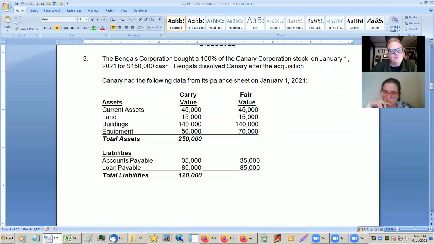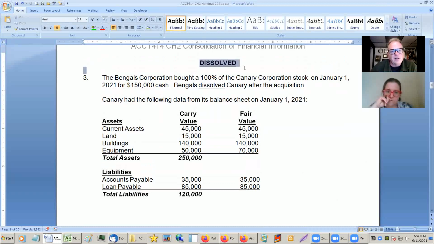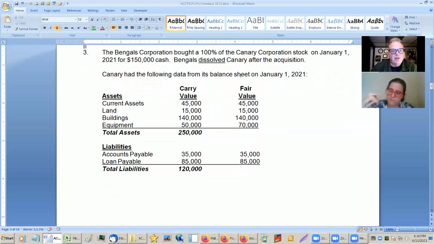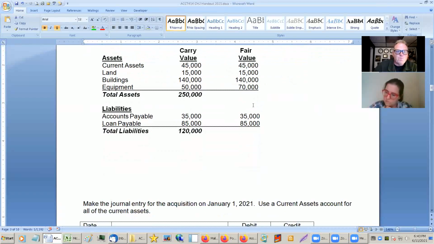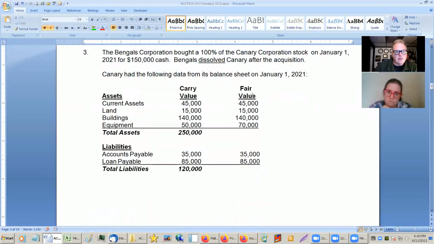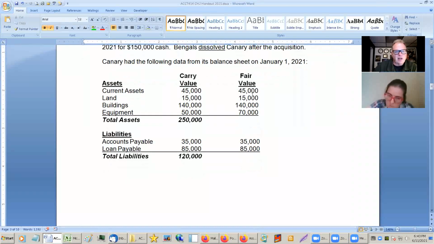All right. So this is when it's dissolved. All right, so we're going to say, okay, this is dissolved. Now, we'll go ahead and they paid $150,000 cash. And this was worth 270.